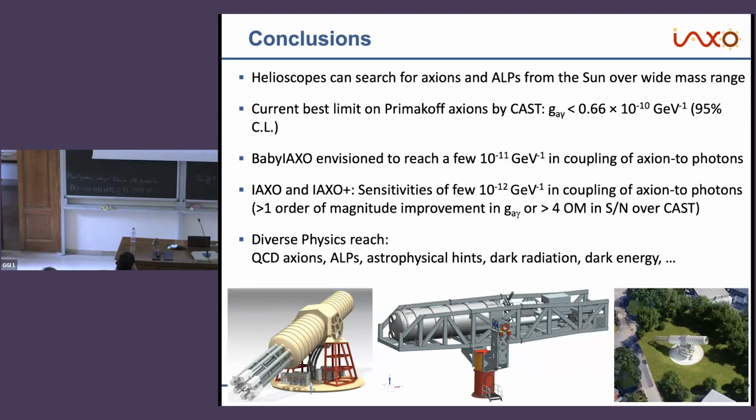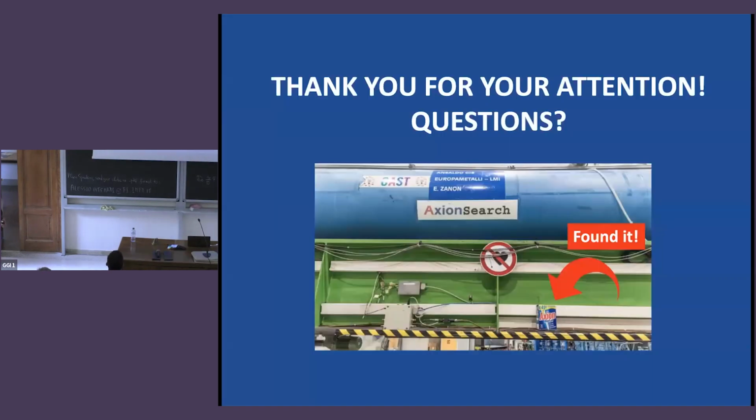There's a diverse physics reach, as I hopefully have shown you. Besides the standard QCD axions and ALPs, we can probe astrophysical hints. We can also look for more exotic things like dark radiation or dark energy. And with that, I thank you, and I'm happy to take questions.